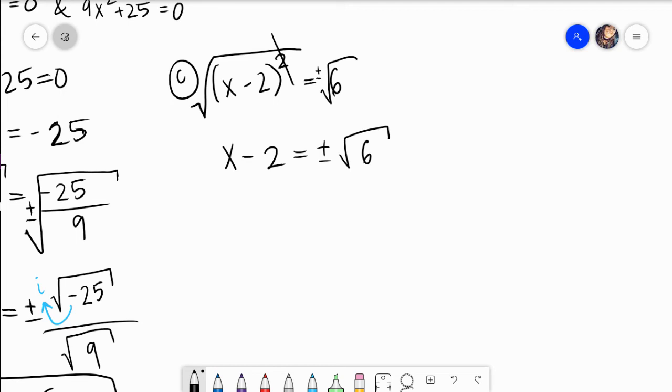Now I still haven't really solved for my x because I have that negative 2. So I need to move that. And I get x equals 2 plus or minus the square root of 6.